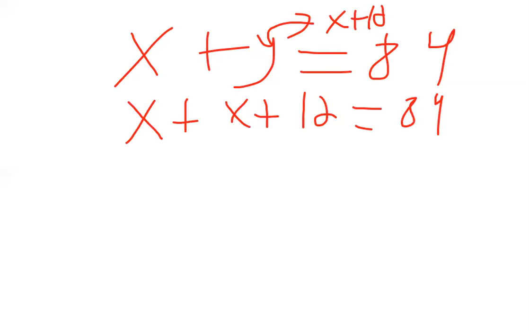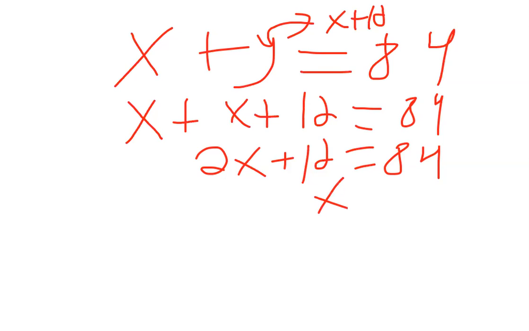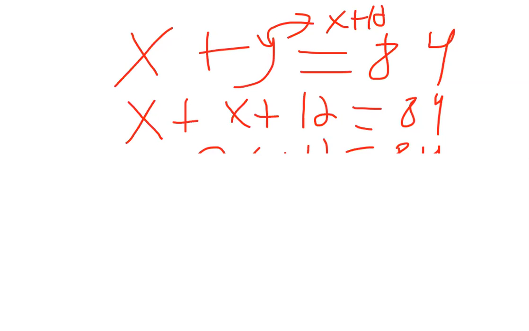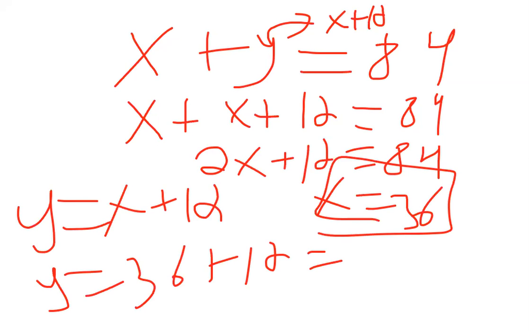So you have 2x plus 12 equals 84, and then you just subtract the 12. 84 minus 12 divided by 2 is going to give you x is 36 in this case. And then you just do plus 12, because y equals x plus 12. So y is going to equal 36 plus 12, or in other words, 48. So these are the 2 numbers you came up with.